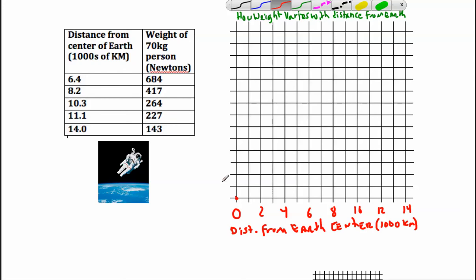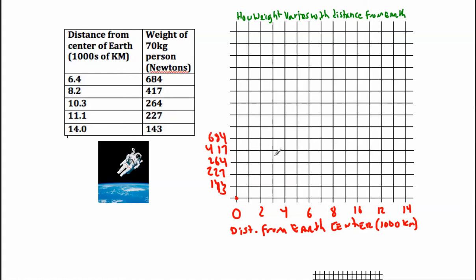Here's another common mistake that is made in graphing. Students will sometimes do something like this. They'll see these numbers here and they'll think, well, we can just put this right here. So like they'll do 143. And then maybe 2 lines up, or the next line up, they'll do 227. And then 264. And then 417, 684.